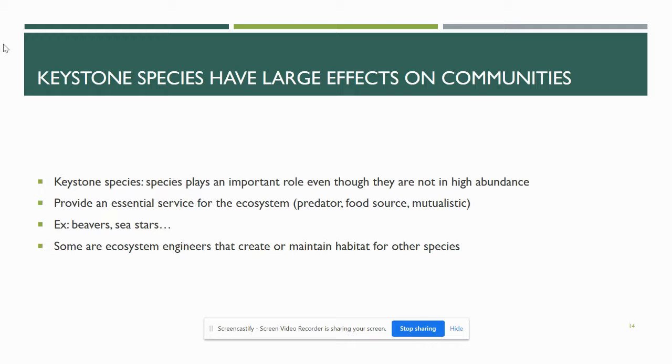Some of them will also be ecosystem engineers that create or maintain a habitat for other species, like with beavers. So, also, same thing here. Make sure you know what they are and lots of other examples. There are tons more than just beavers and sea stars. Those are just my favorite.